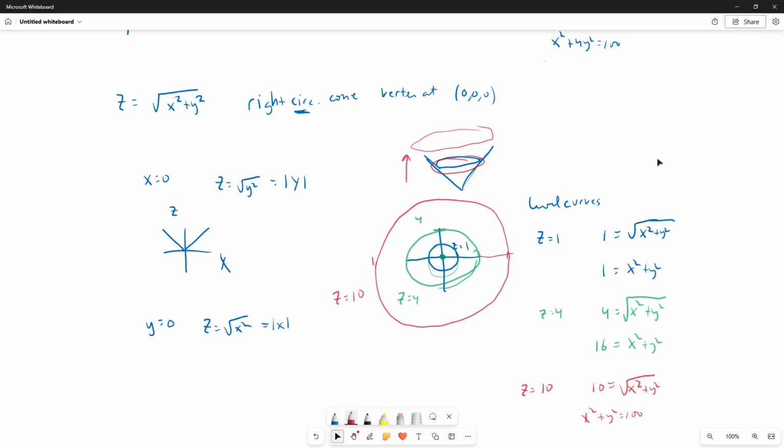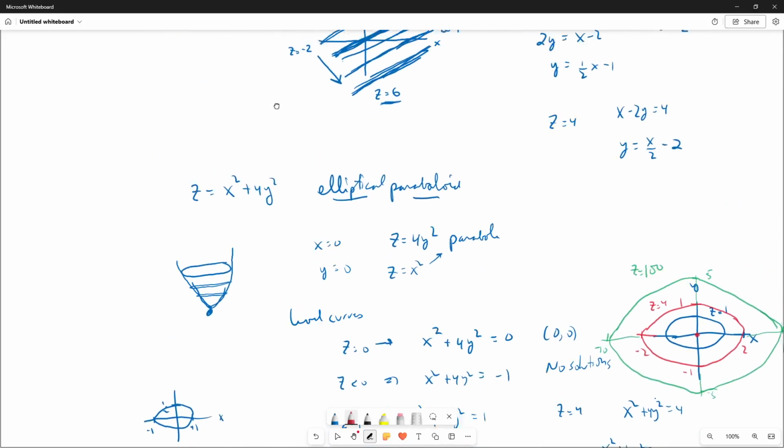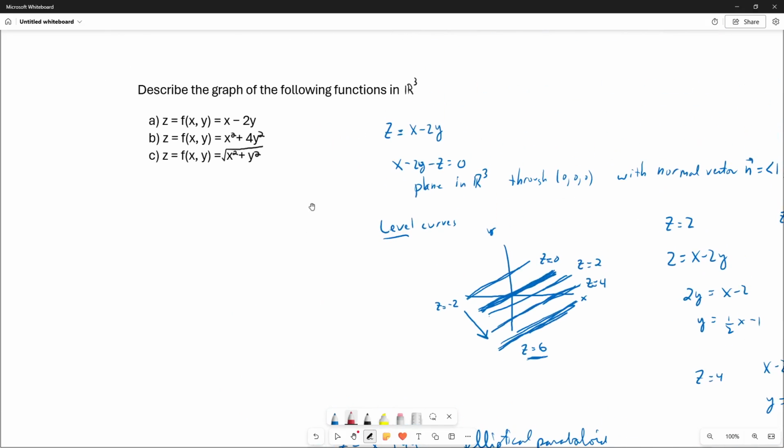Okay, so that's 3 surfaces. We had a plane, an elliptical paraboloid, and a right circular cone. z is a function of x and y: x minus 2y for the plane, x squared plus 4y squared for the elliptical paraboloid, and the square root of x squared plus y squared for the right circular cone.